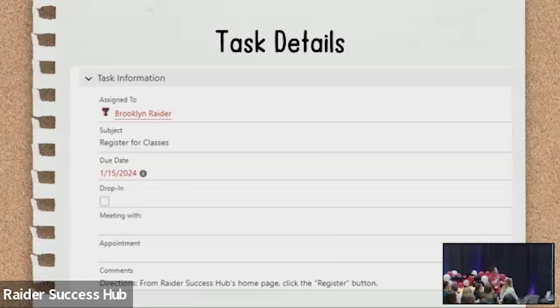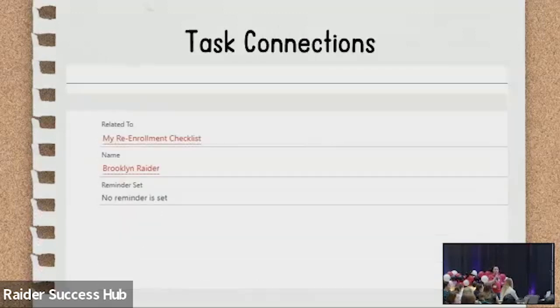That last section we're going to talk about on this slide is the comments. This is where you're actually going to tell the students, here's how you accomplish that. So the subject is what you're going to be doing, and the comments are how you're going to do it. What steps are you going to take to do it? So for her, her directions were to go to RSH's homepage and click on the register button. And so from there, she'll be able to make the next steps.